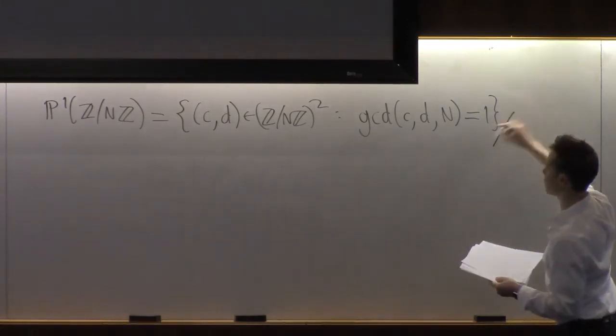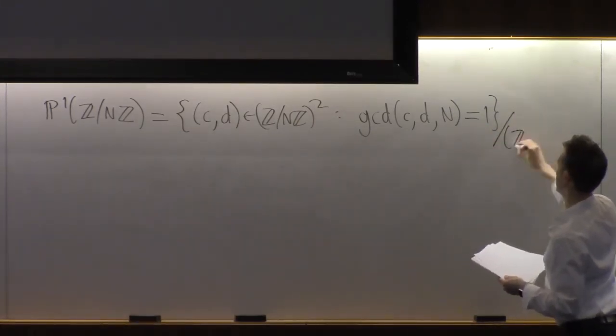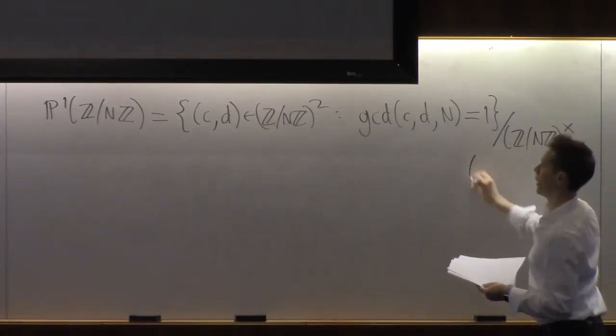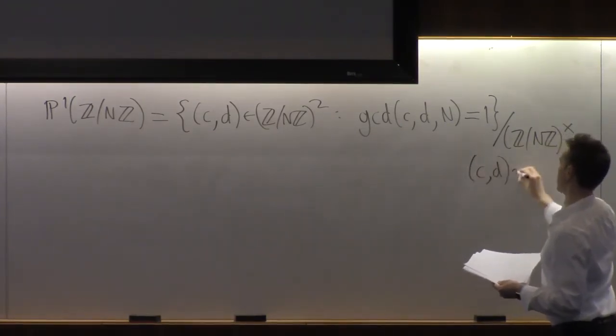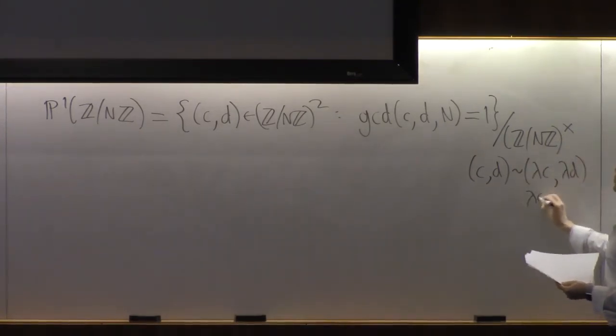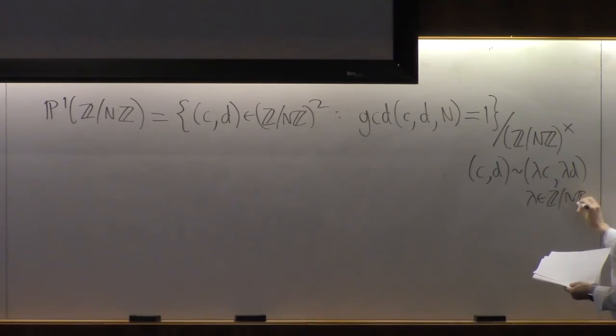Then I consider them up to scalar multiplication by Z mod NZ star. So this is the action where I take C, D and declare that it's linearly equivalent to lambda C, lambda D for lambda in Z mod NZ star. This is just specializing the definition of P1 of a ring to Z mod NZ. So just think about what this tells you for n equal to a prime.